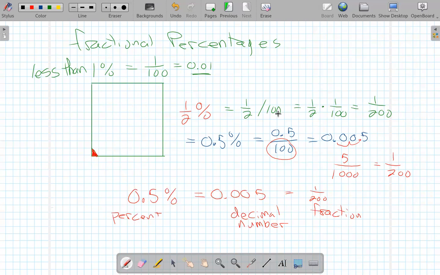So that's basics about what a percent is and how we model them. Next, we need to play about using them in different contexts.